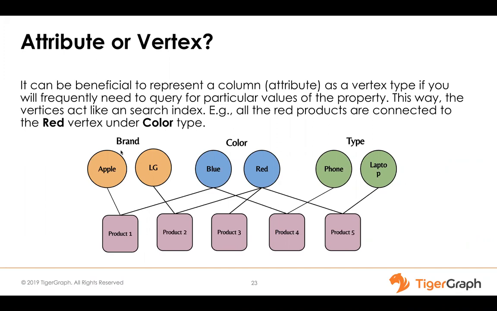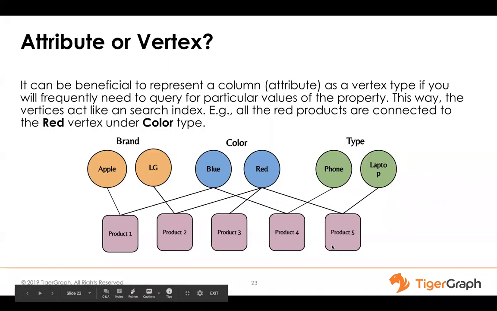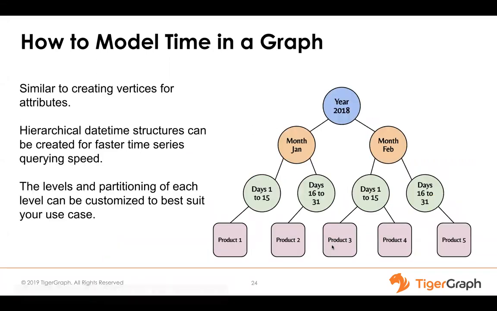For example, we can create a vertex type for brand, a vertex type for color, and a vertex type for product type. Then in this case, if you want to find all the red products, you just start from the red color vertex and find all the products that are associated to the red color vertex, and then you get all the red products. Then it makes your query a lot more efficient in this way. However, if you don't have to frequently query for this attribute, then more likely you just leave it as an attribute on the vertices.